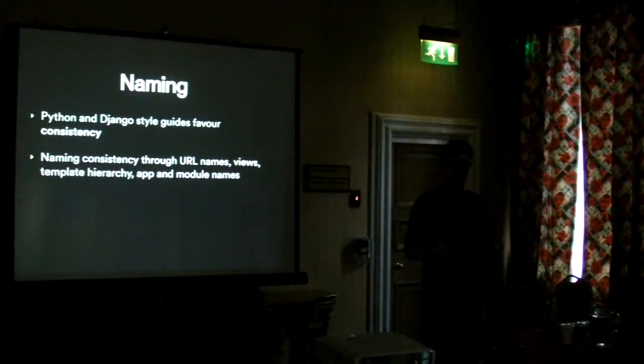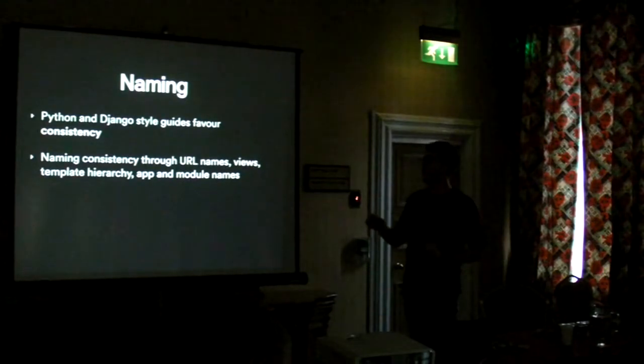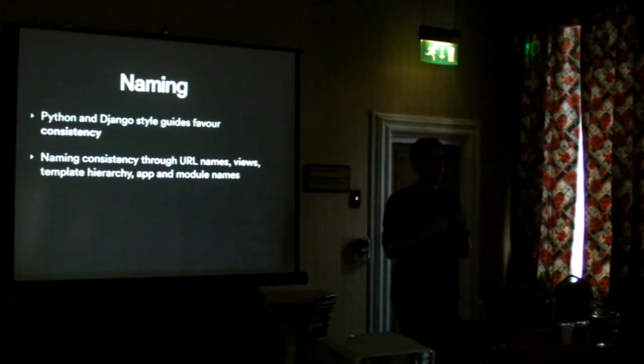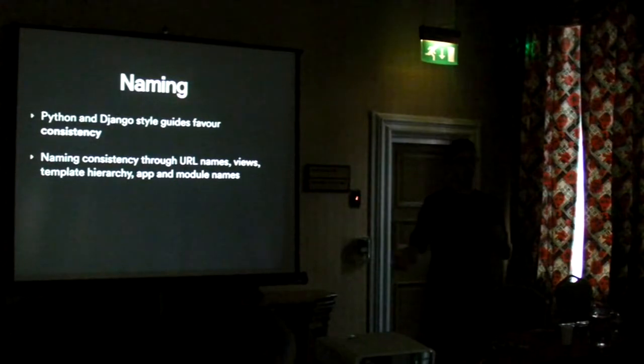I'd encourage you to find a naming scheme that works all the way from URL names through to views, your template hierarchy, your app names, and your module names. We have a pretty consistent style with this, so if I'm in a view, I can probably guess what the template is going to be called, what the URL name is going to be, and so on and so forth. And this really does help.